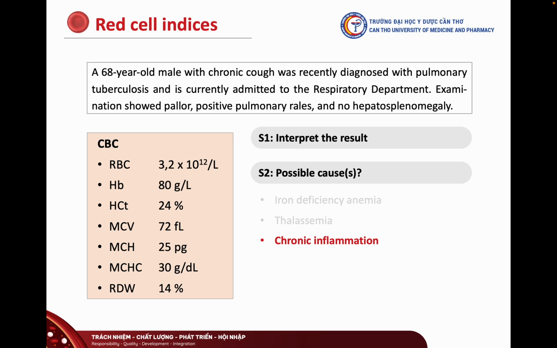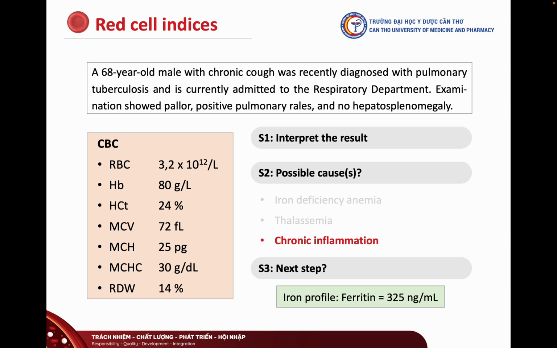So now what is the next step? We check an iron profile, and in this case, his serum ferritin level is 325 nanogram per milliliter. That's well above normal, which essentially rules out iron deficiency. Because, remember, ferritin is also an acute phase reactant, and it increases with inflammation. So, we land on the most likely diagnosis: anemia of chronic disease secondary to tuberculosis, or some kind of anemia of chronic inflammation.